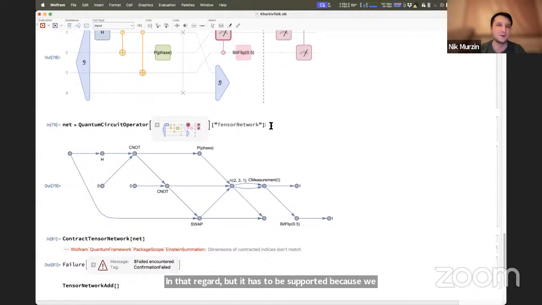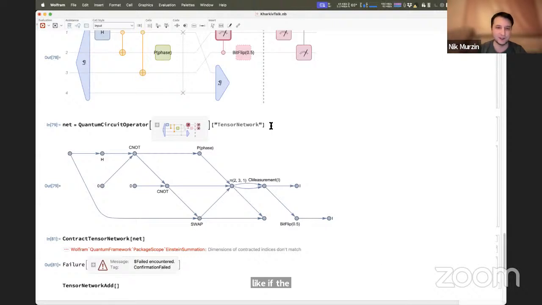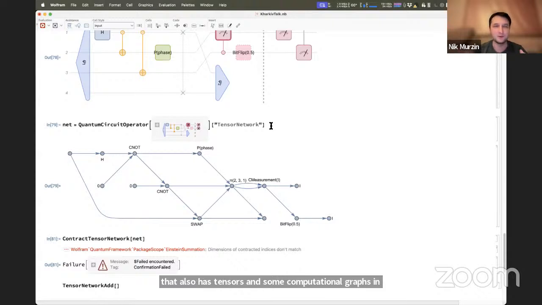If you want this kind of optimization, it's also a question whether it works for everything else. Can we do this optimization on neural networks? The neural network framework is another completely different thing in the Wolfram language that also has tensors and computational graphs. It's a question whether we have to use their framework for this kind of optimization, so that we don't implement it twice, or use some better libraries that support both operations.